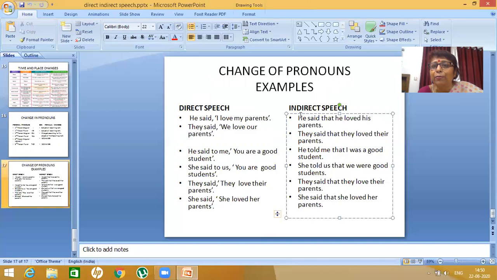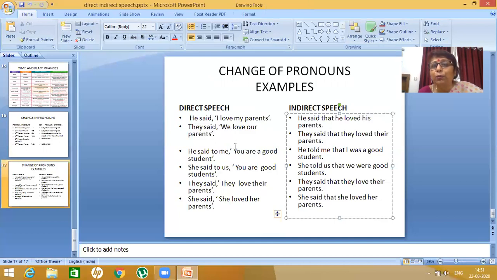Now let us come to the second set of sentences in which we are getting the O formula, the SON formula. Subject we have got in the first two sentences. In the next two sentences, we'll be getting the changes according to the object. See, he said to me, "You are a good student." When "said to" is there, it becomes "told" over here. He told me that I was a good student. Now see the change over here.